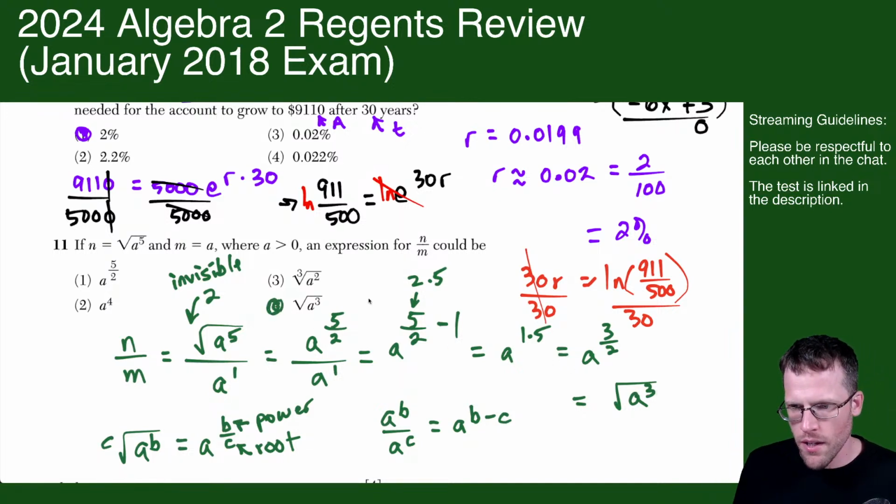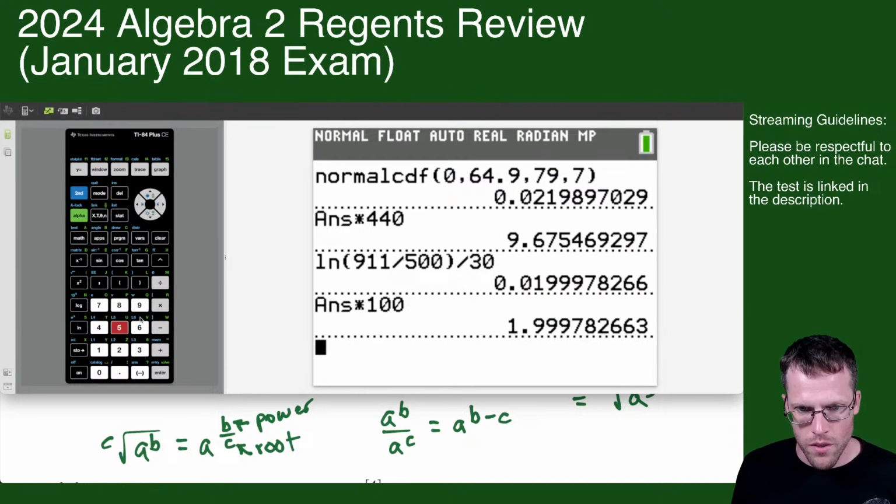If you're like, wait a minute, I don't like fractions, they scare me, then this is what you'll do. 5 over 2 minus 1.